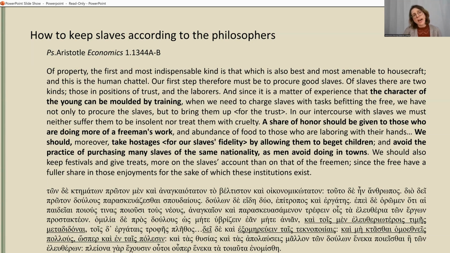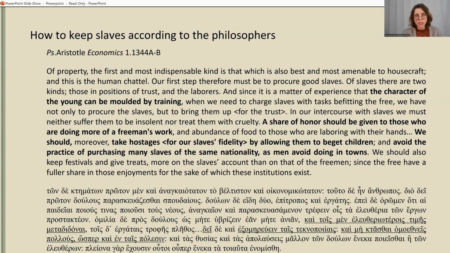So if we're thinking about how similar this text is to the previous one, there are clearly some similarities. We might think of the limit in the previous text on having slaves who speak the same language. And here again, we have the avoidance of purchasing slaves of the same nationality. Again, a way of sort of isolating individuals. And again, we find an interest in honour and in hubris.